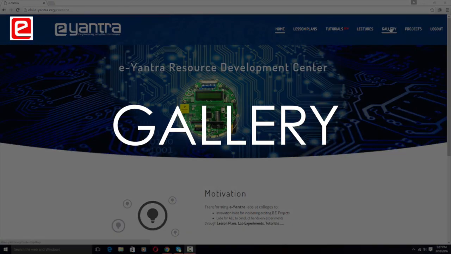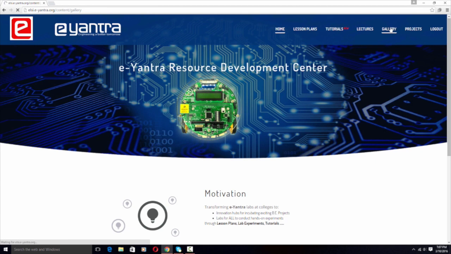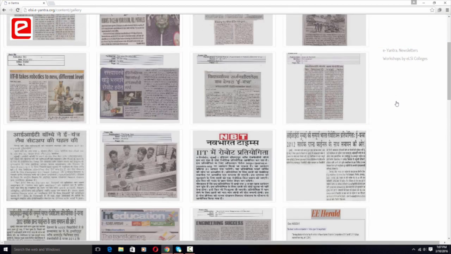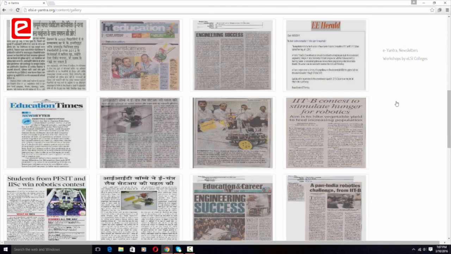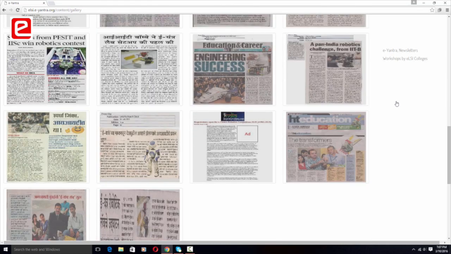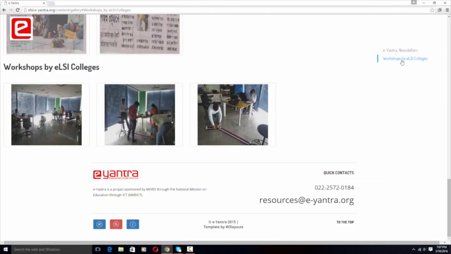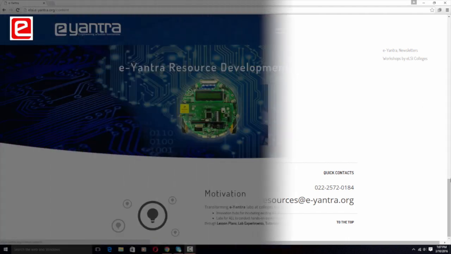Gallery. The gallery contains newspaper clippings of all the articles that were written about e-Yantra in the past 2 to 3 years. In the workshop part of the gallery, we have photographs posted by the eLSI family of colleges. These colleges have independently conducted their own workshops based on their training.